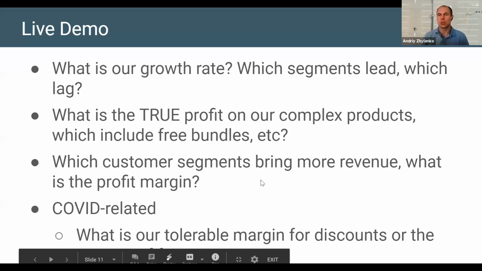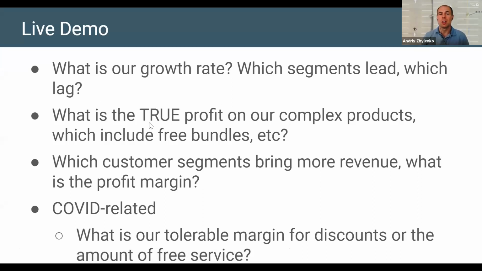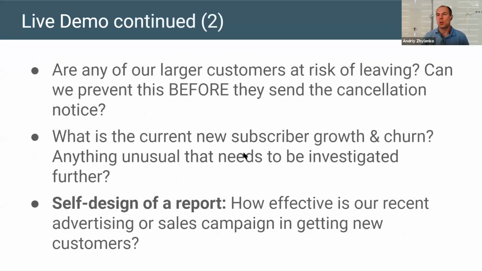So the questions which we found answers to were, how we're growing in general. This question, which was really important for 70-something% of you, is what is the true profit on complex products. We also saw how we can do the segmentation and how we find out the margins. So what's our tolerable area where we can do discounts or some promotions. And we'll continue on a few other questions which seem to be important.